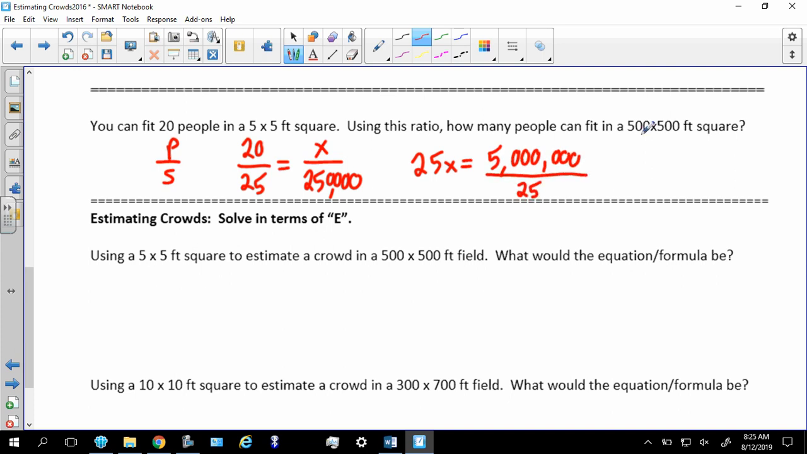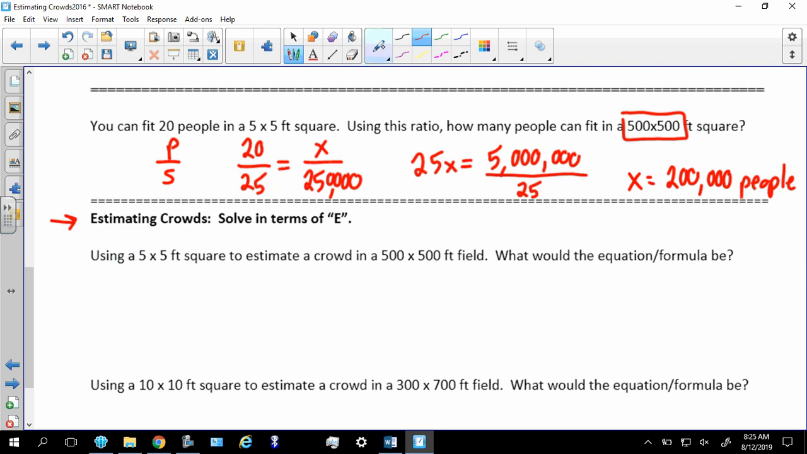In this big space, this 500 by 500 space, it is huge. We're talking about almost 2 to 3 football fields big. You would get x is equal to 200,000 people in this space. Huge space. Now the next question is the same but a little different.